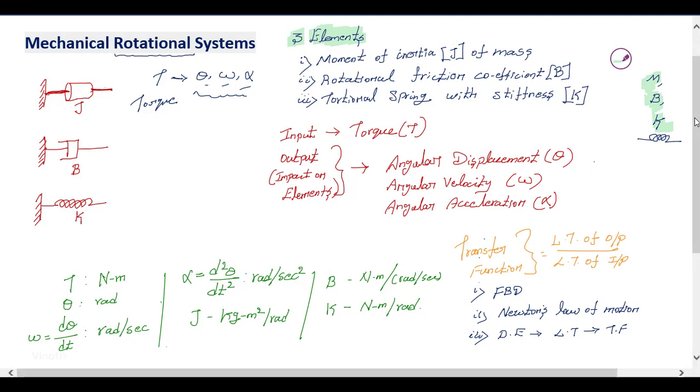Here in the mechanical rotational system, the three ideal elements we take are the moment of inertia J of the mass, the rotational frictional coefficient B, and the torsional spring with stiffness, represented by K. Here the input we give to the rotational system is torque. In the translational system the input was the force and the output is the linear displacement, and when torque is applied to the mechanical rotational system, the response depends on the type of element.